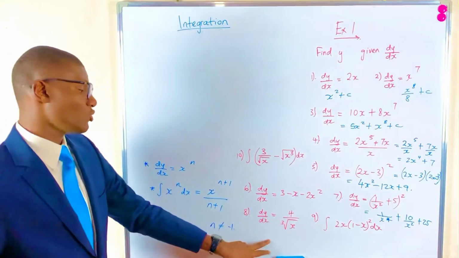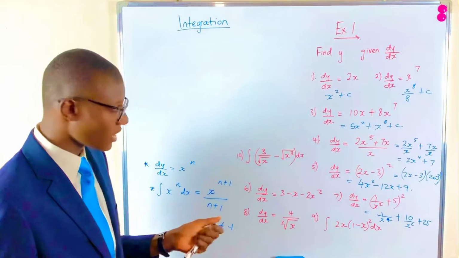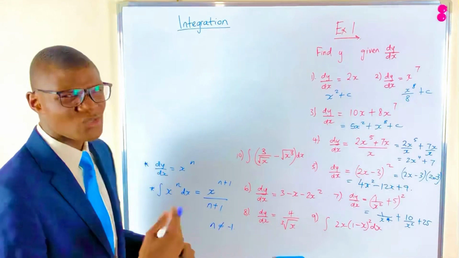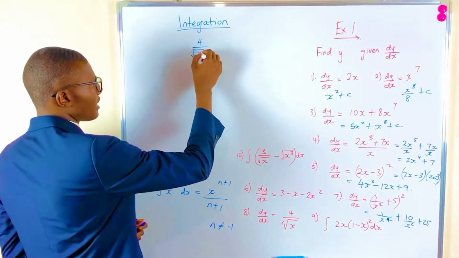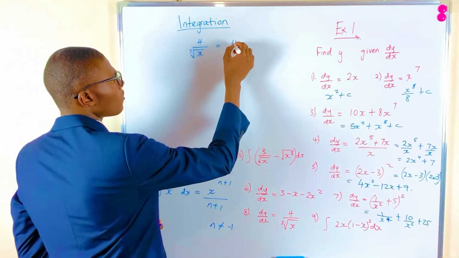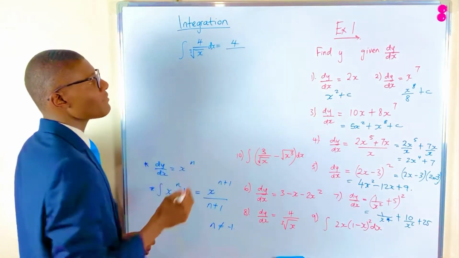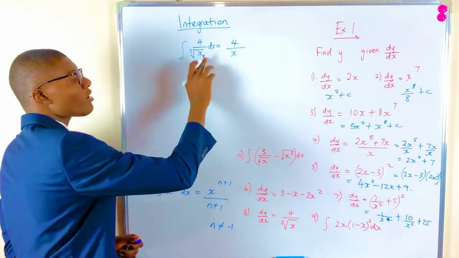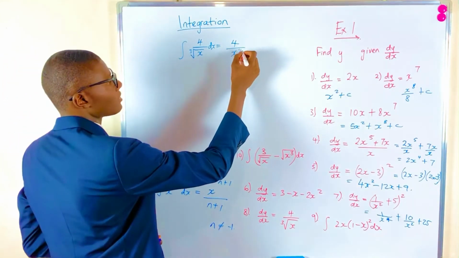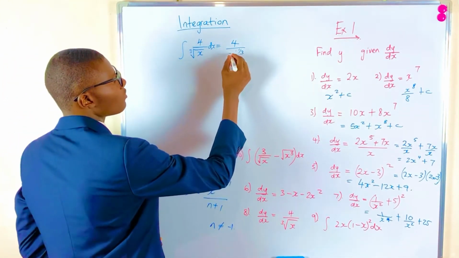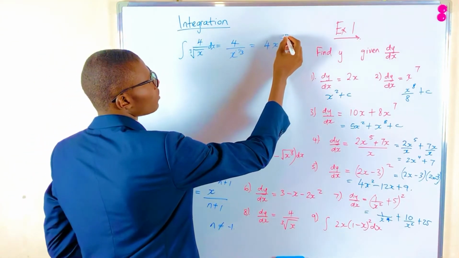Number 8, we need to differentiate 4 over the cube root of x. So now we have to simplify this denominator into something that will make more sense. So 4 over cube root of x, let me say integral with respect to x. Sorry, the cube root of x is the same as x to the power of 1/3, right? So this is 4 over x to the power of a third, which is the same as 4x to the power of minus a third.